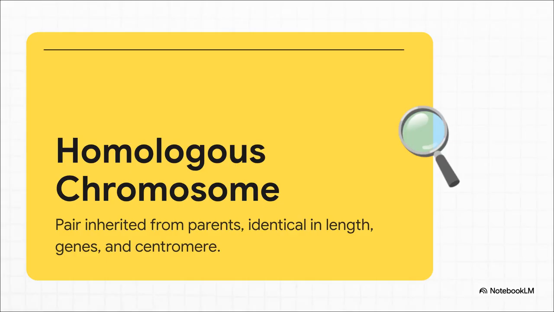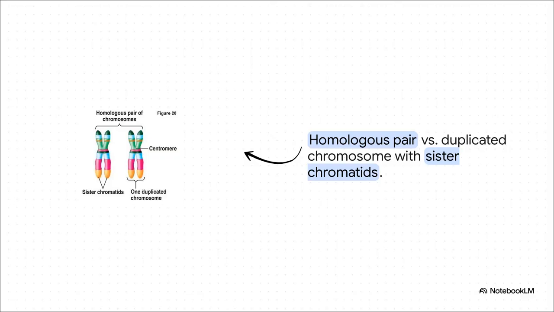Next up, the homologous chromosome. You know that we inherit one chromosome from our dad and one from our mom to make a pair, right? Well, these pairs are homologous. That means they are a perfect match in their overall size, their length, exactly where that centromere sits, and the actual types of genetic traits they code for. So when you look at a homologous pair side by side, it's actually two separate duplicated chromosomes hanging out together. The maternal and paternal chromosomes each bring their own set of those identical sister chromatids we just talked about.